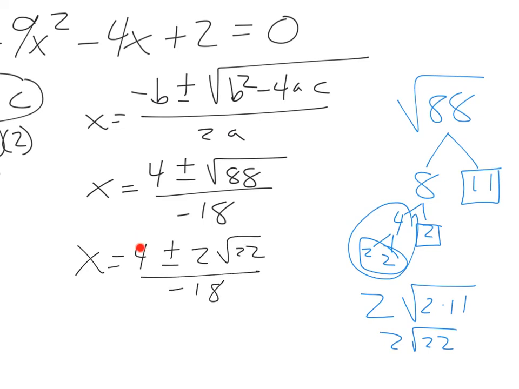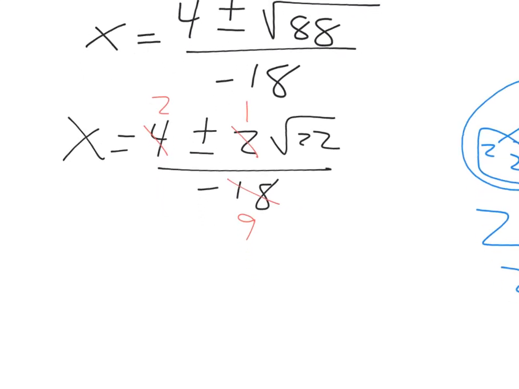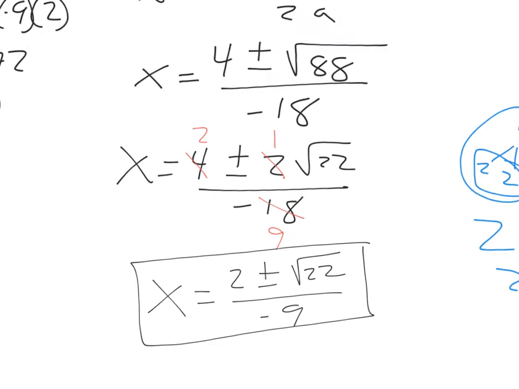Now there are numbers that I could take out of both terms as well as the bottom, so that means I can reduce it. So let's do that. I could take a 2 out of everything, leave me with a 2, a 1, and a negative 9. So if I rewrite it, I get x equals 2 plus or minus, I don't need the 1, I could just write rad 22 over negative 9. Okay, that's the last question.